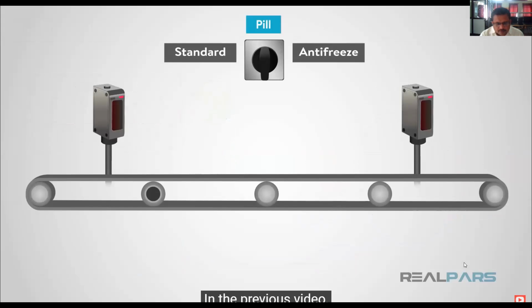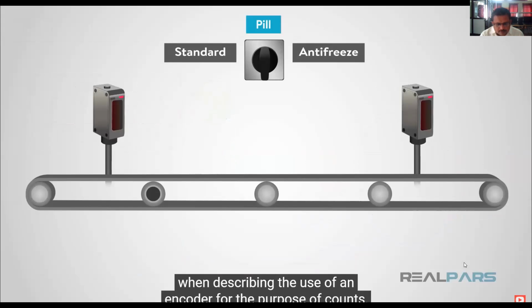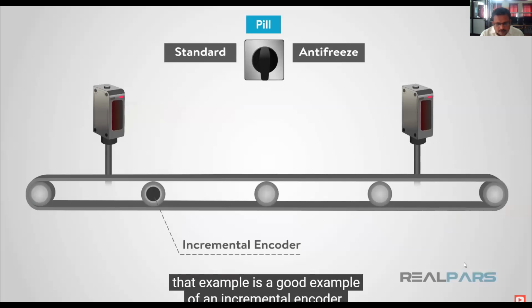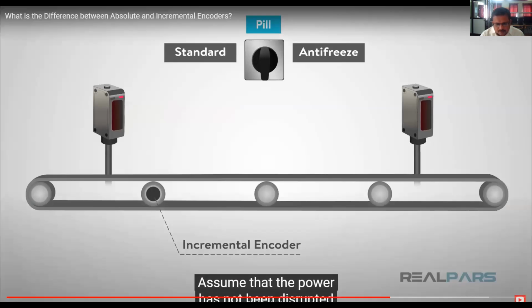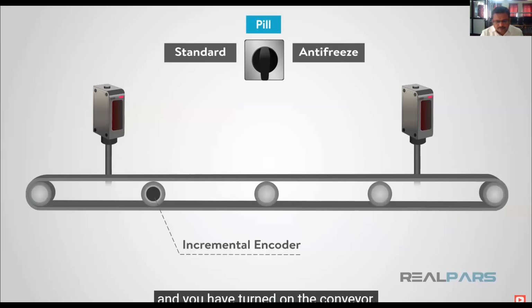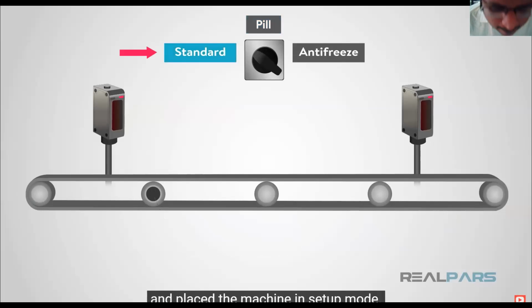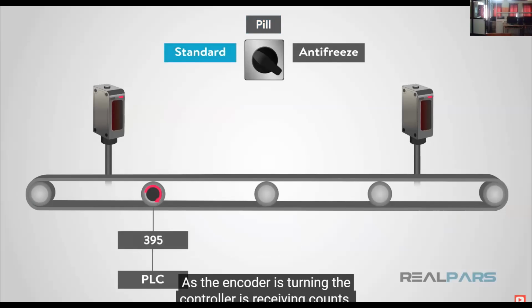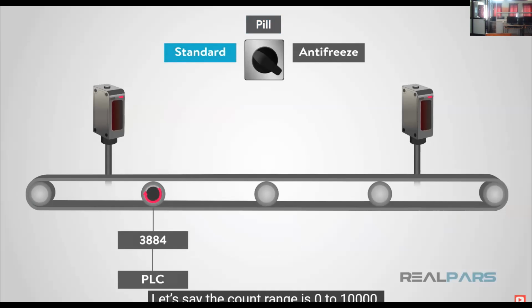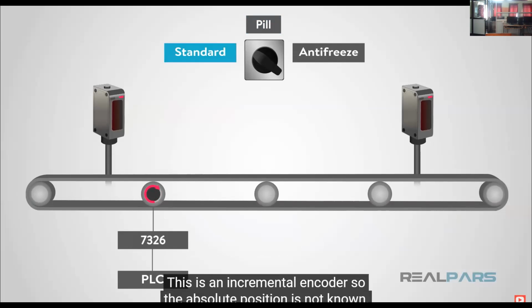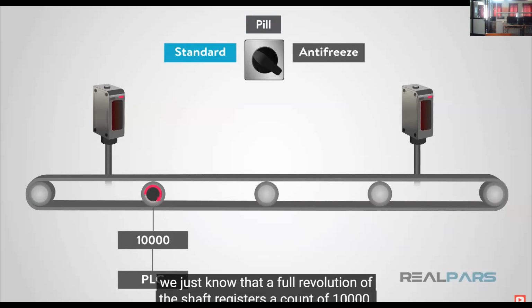In the previous video, when describing the use of an encoder for the purpose of counts, that example is a good example of an incremental encoder. Assume that the power has not been disrupted and you have turned on the conveyor and placed the machine. As the encoder is turning, the controller is receiving counts. Let's say the count range is 0 to 10,000. This is an incremental encoder, so the absolute position is not known. We just know that a full revolution of the shaft registers a count of 10,000.